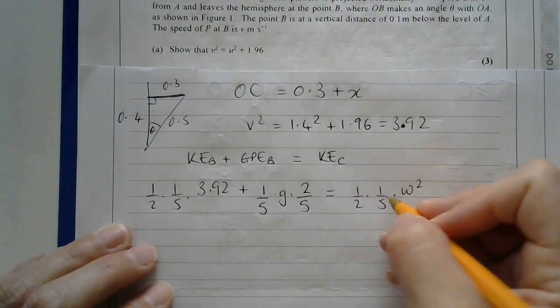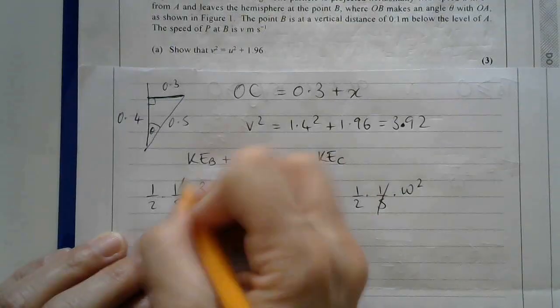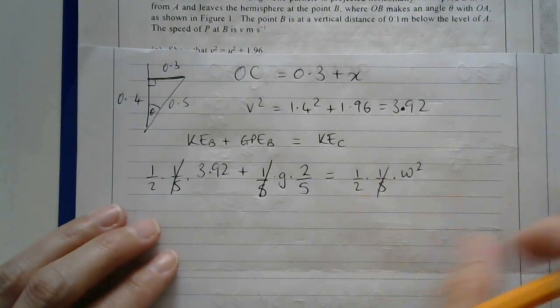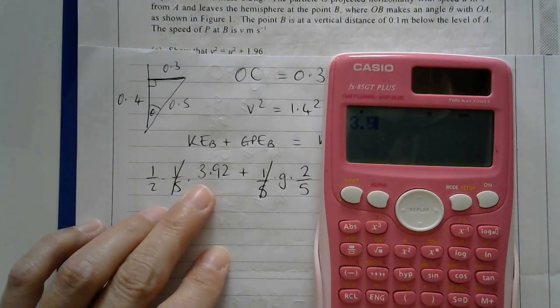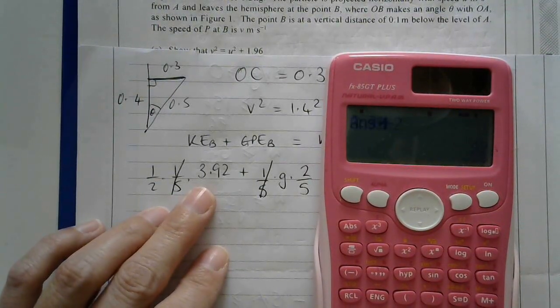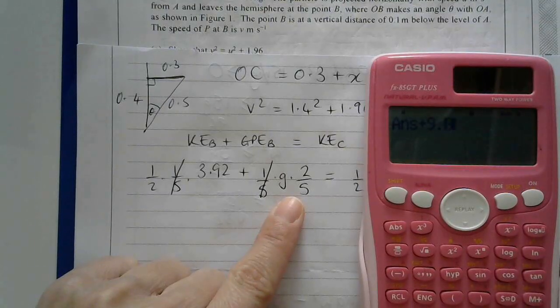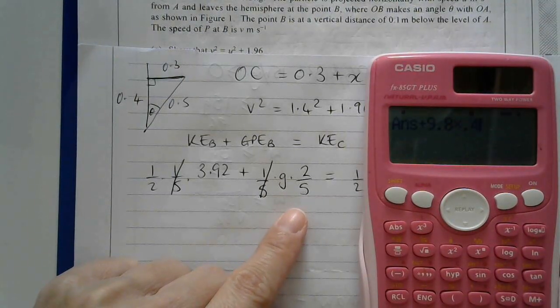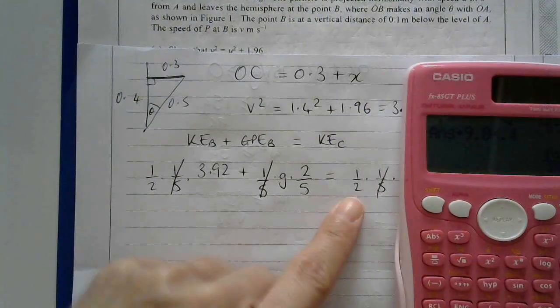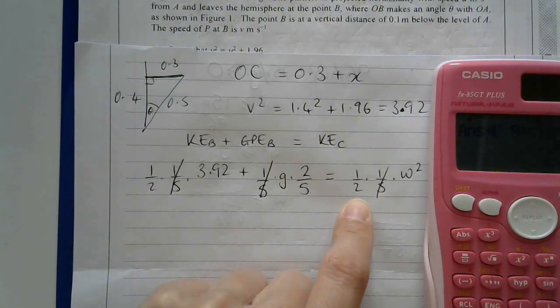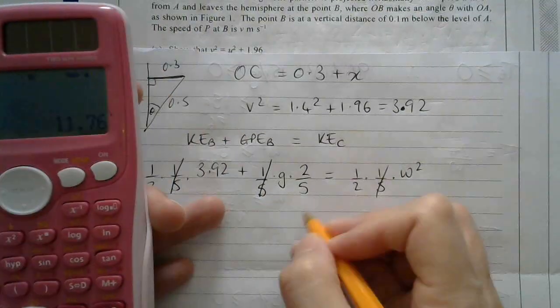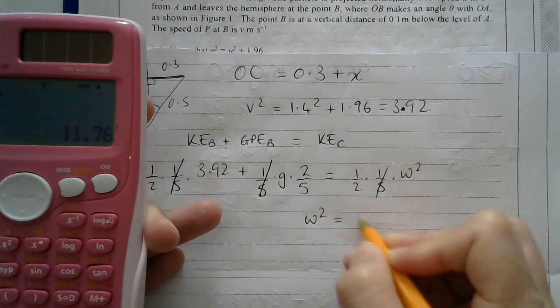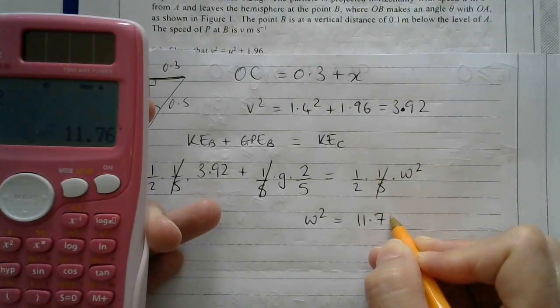Okay, I've got fifths all over the place, so I could multiply through by 5. And let's work out what this number actually is. So I've got 3.92 divided by 2 plus 9.8 times 0.4, and then I'm going to double it so that I get what w squared is. So w squared is 11.76.